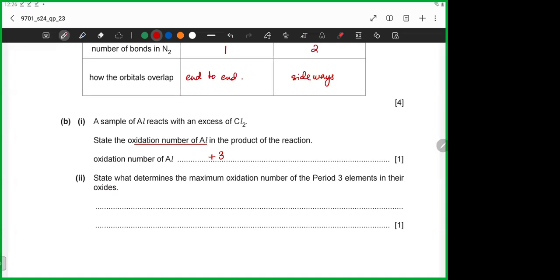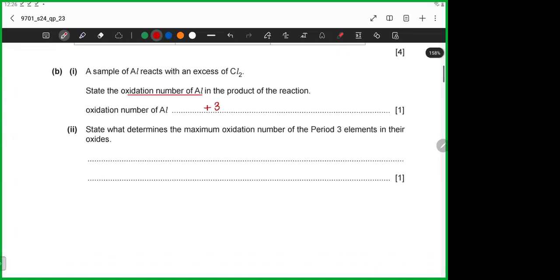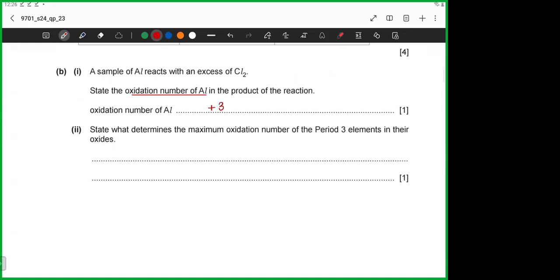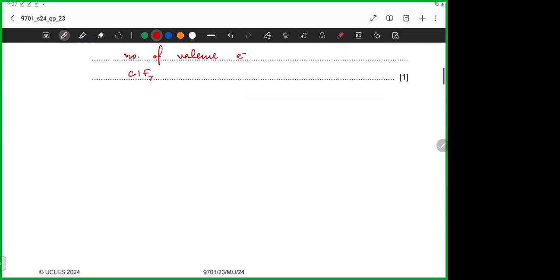State what determines the maximum oxidation number of the period 3 elements in their oxides. What determines the oxidation number of period 3 elements? The valence electrons. It's the number of valence electrons. That's the number of bonds that they can form, right? Yeah. Like Cl has 7 electrons because they're not limited by the outer shell. There's no octet rule. Cl can possibly share all its 7 electrons, right?